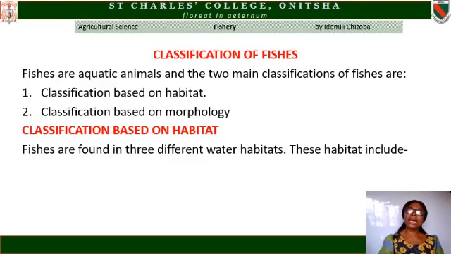Now, we go to the classification of fishes. Fishes are aquatic organisms. They live in water all through their lives. And they are classified on two bases. The first classification is classification based on their habitat. And what do we mean by habitat? Habitat means the place where they live, and that is water. Habitat is the place where fishes are found, and that is water. So classification based on habitat is one. The second is classification based on their morphology. Morphology means the type of bones in their body.